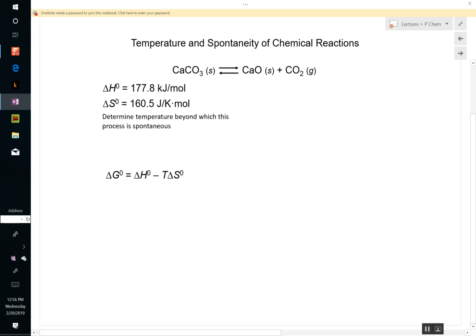Well, just to start out and warm you up, think about this question and work together if you want to. This is not hard, but crunch down through here and answer this question. Determine the temperature beyond which this process is spontaneous. We're looking at solid, crystalline calcium carbonate, and at what temperature would it occur spontaneously, where it would decompose into calcium oxide and carbon dioxide gas?